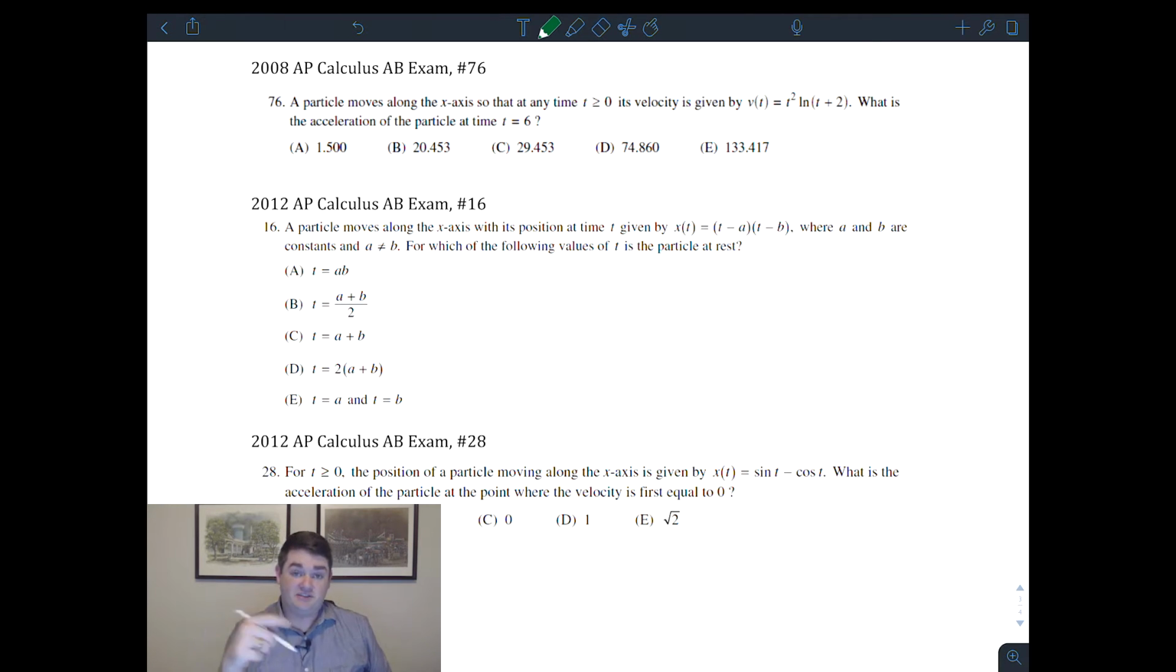All right, 2008 AB number 76. Notice number 76, this is a calculator problem. A particle moves along the x-axis so that at any time t greater than 0, its velocity is given by v of t equals t squared ln t plus 2. What's the acceleration of the particle at time t equals 6?